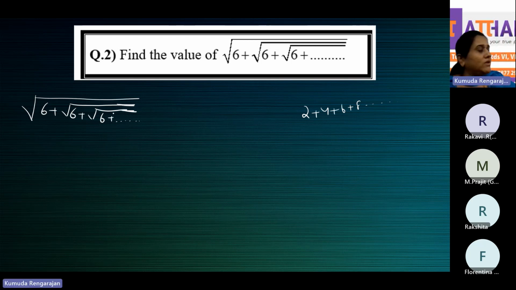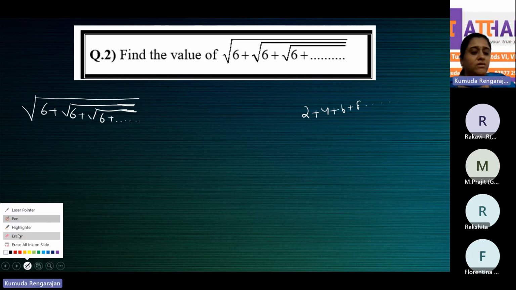And what do you think about the sum? Will it be positive or negative? Can the answer for this one be negative? No, the answer for this one cannot be negative. It's square root of, and again under that square root. So it cannot be negative.